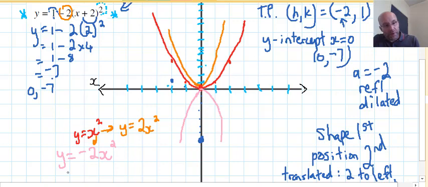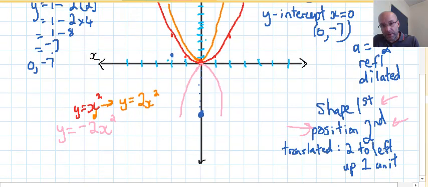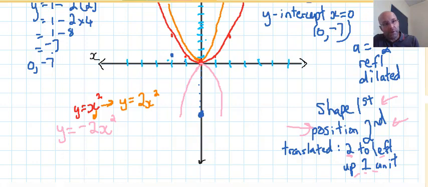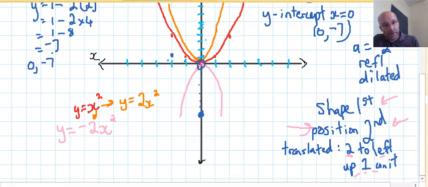Now we need to put in our translation. So I said shape first. We've got the basic shape, that's the pink. It's a rough shape. The position is the second thing. So we're going to look at h and k, and just a moment ago we said it's 2 to the left and up 1. We've also got those 2 blue guide points, so we know it's going to be a sad parabola, and it's going to be moved 2 to the left and up 1. Now that's good, because if we look at this point here, if we move it 2 to the left and up 1, it does match that point that we found out before.